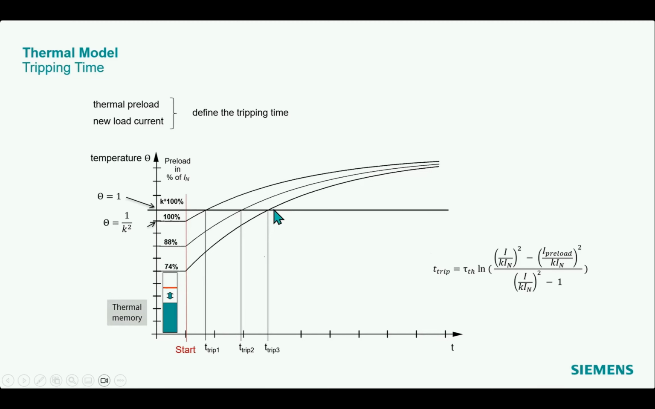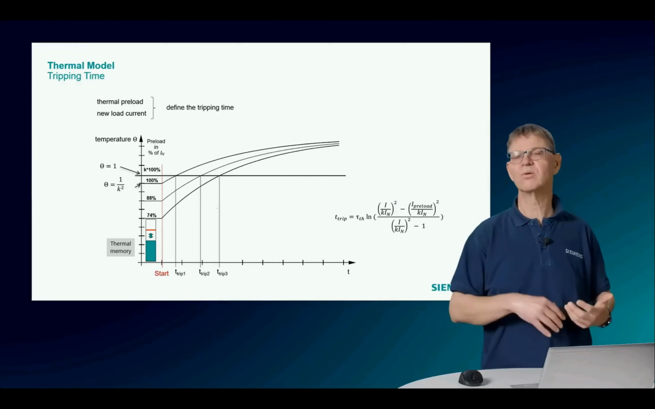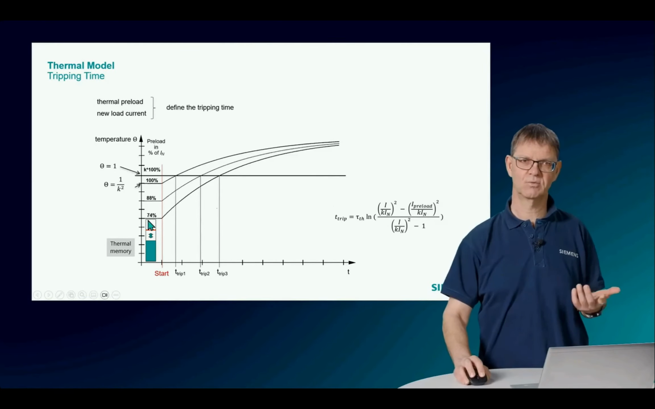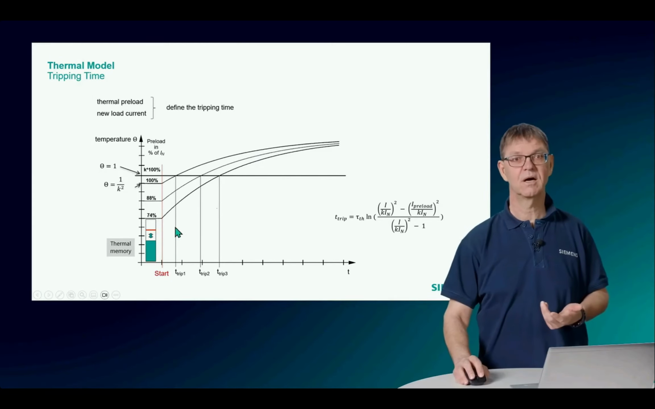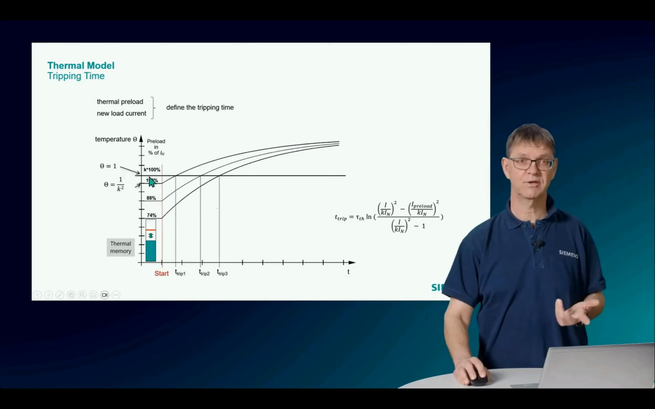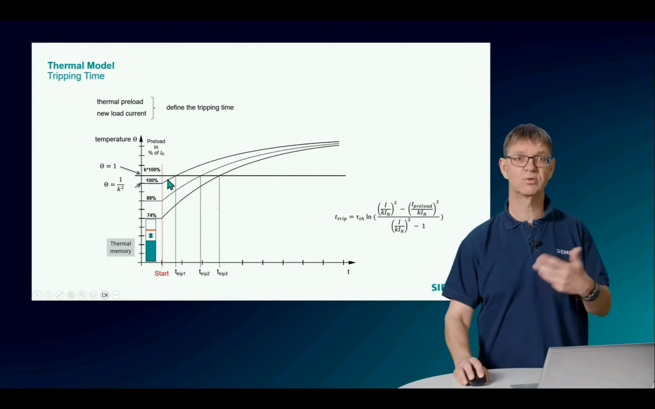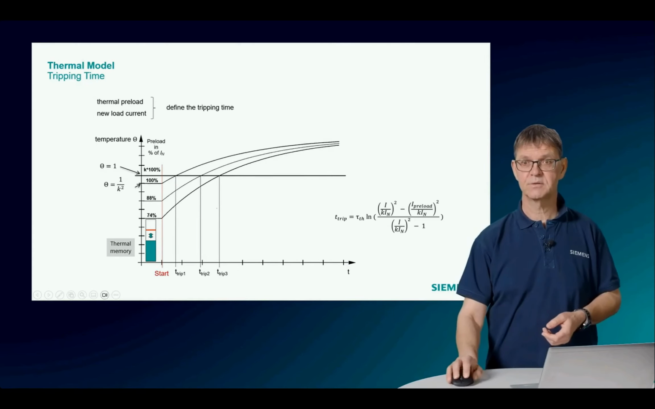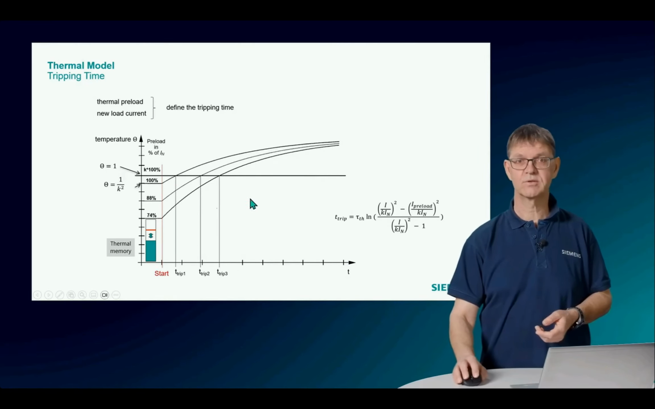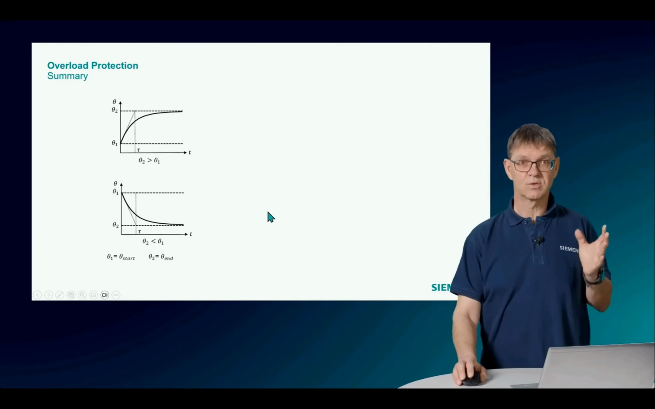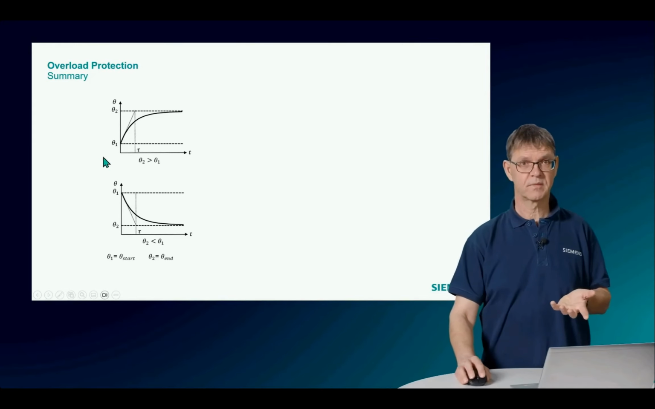What does this help? If this overload situation is not permanent, but only a little bit, then I can, for example, prevent a wrong tripping or an overfunction in case I have a relatively high thermal reserve. On the other hand, if I don't have a high thermal reserve, I need to trip because otherwise the stator gets too hot. Here on the side, you see the formula for how to calculate the tripping times, for those who are interested.